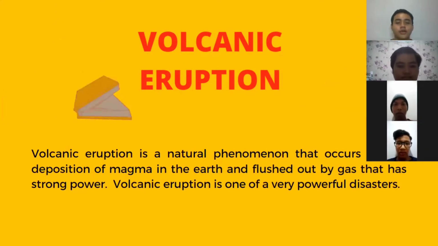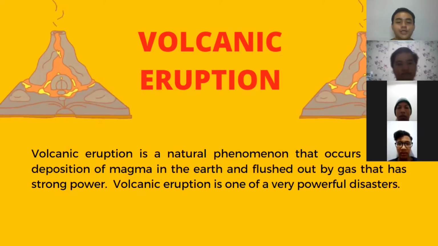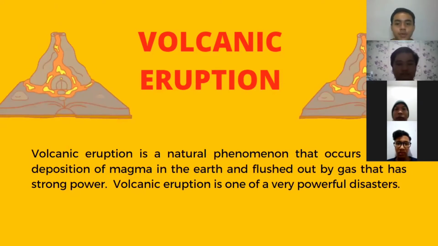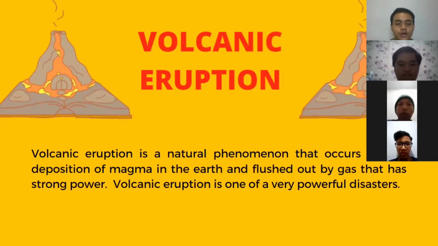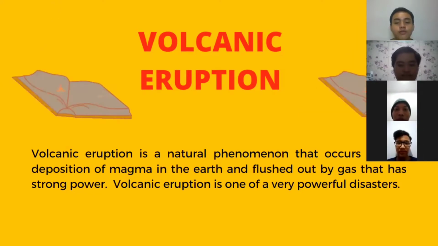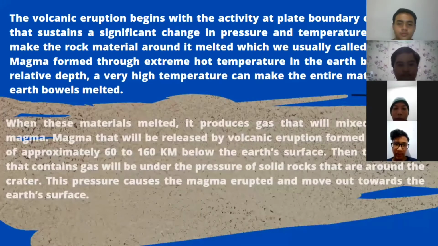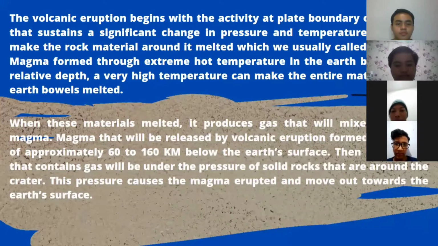Volcanic eruption. Volcanic eruption is a natural phenomenon that occurs due to the position of magma in the Earth and flushed out by gas that has strong power. Volcanic eruption is one of the very powerful disasters. The volcanic eruption begins with the activity at the plate boundary of the Earth that sustains a significant change in pressure and temperature. So, it can make the rock material around it melt, which we usually call magma.